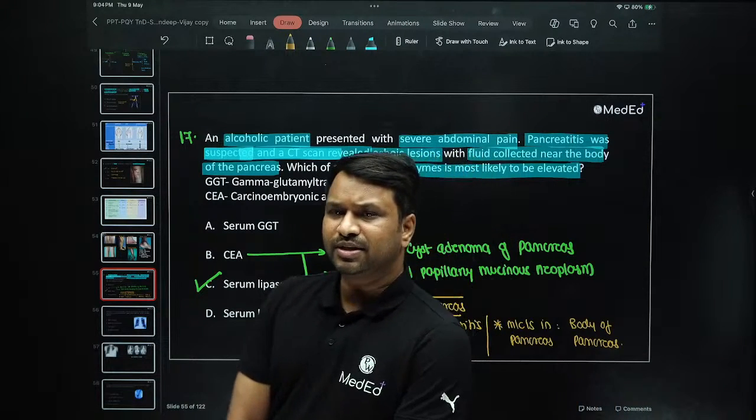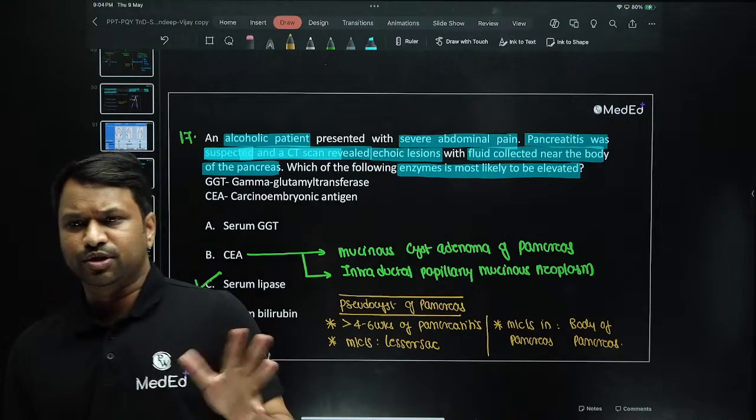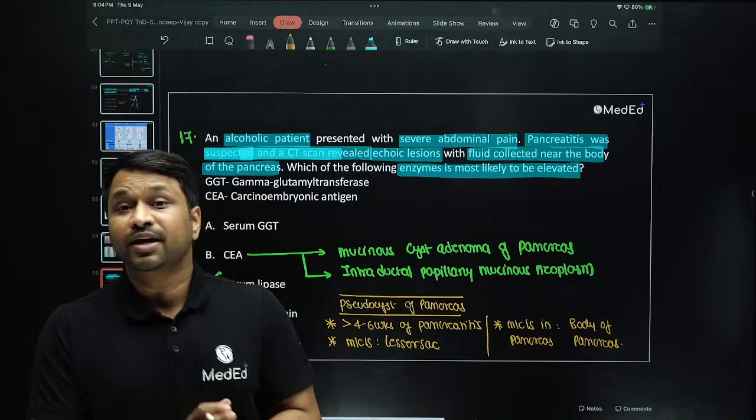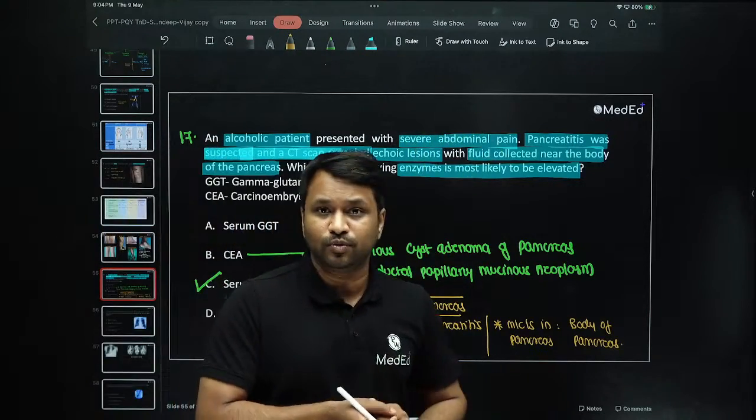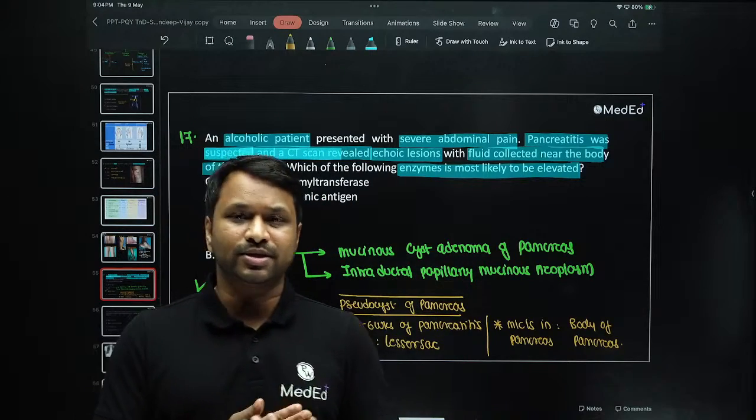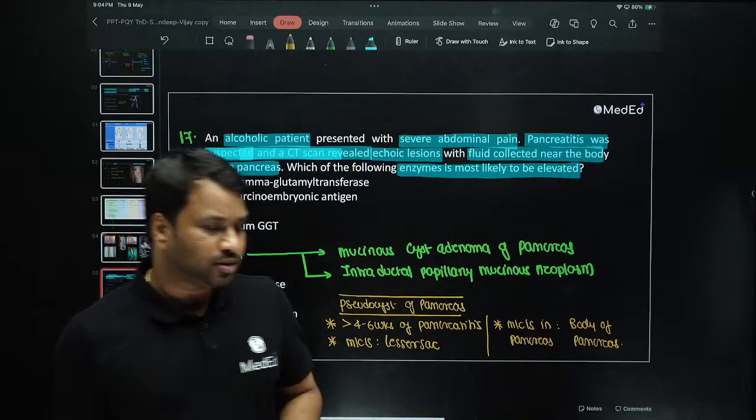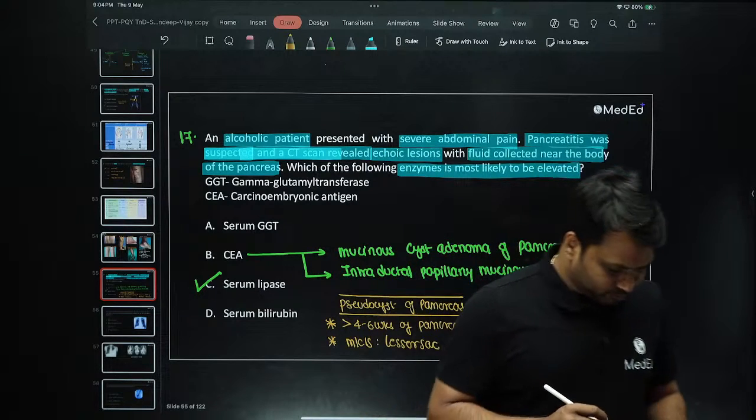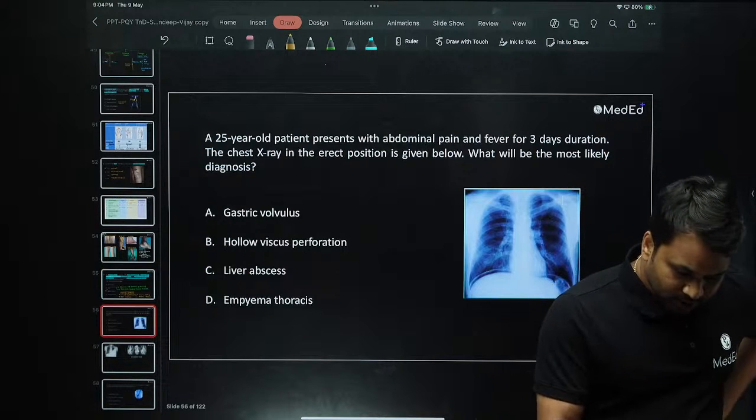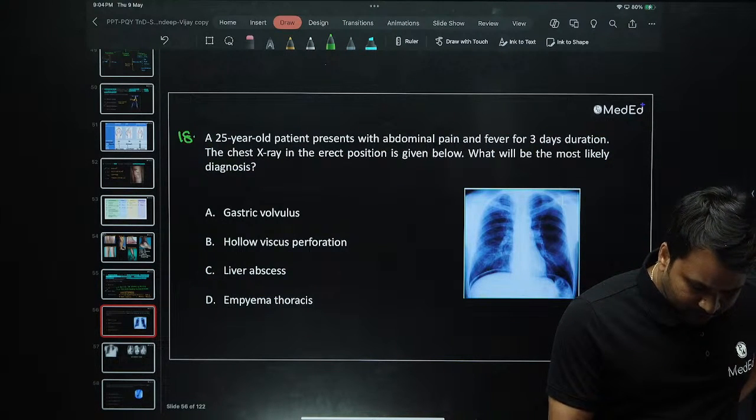Usually it resolves within 6 weeks. After 6 weeks, 4 to 6 weeks is the component, and it starts resolving. If it persists or grows from there onwards, then you have to go with surgery. And the surgery of choice is either cystogastrostomy or a cystojejunostomy has to be performed. Okay? So this is your question number 18.